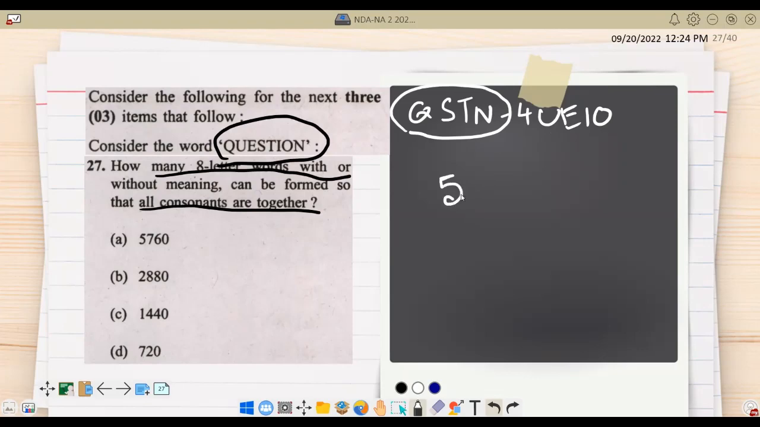So the units can be arranged in 5 factorial ways, and these 4 consonants can arrange themselves among themselves in 4 factorial ways. So totally 5 factorial into 4 factorial, that is 120 into 24. So the answer is 2880.